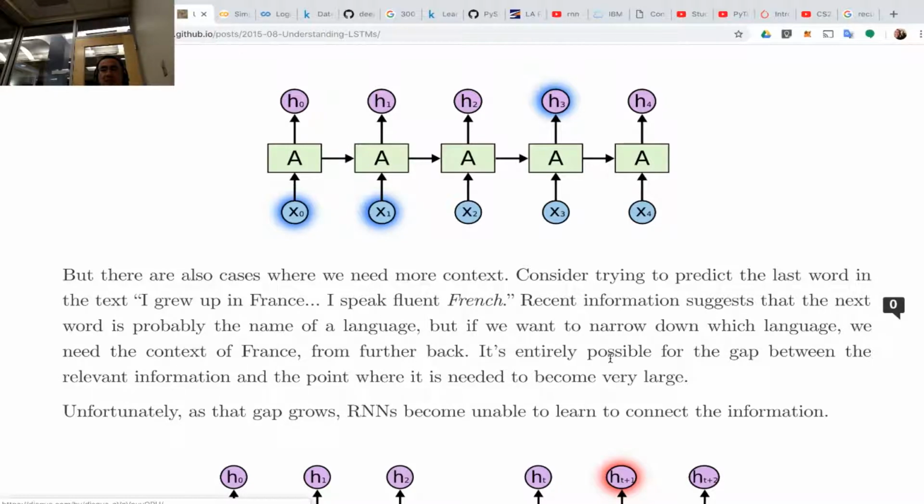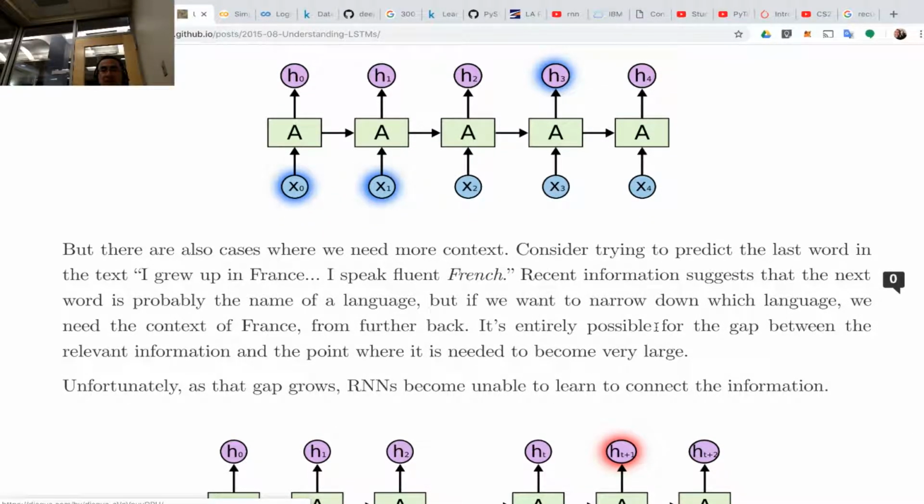It's entirely possible for the gap between the relevant information and the point where it is needed to become very large. The relevant information here is France. This is relevant information that you need in order to be able to know that the answer is French, not Spanish, not Indonesian, not English, not Japanese, not any other language. The gap can become very, very large.